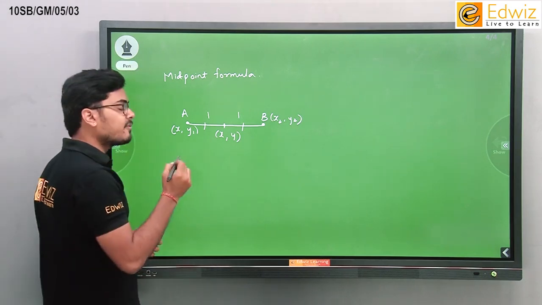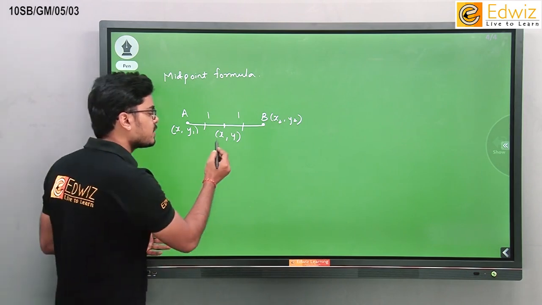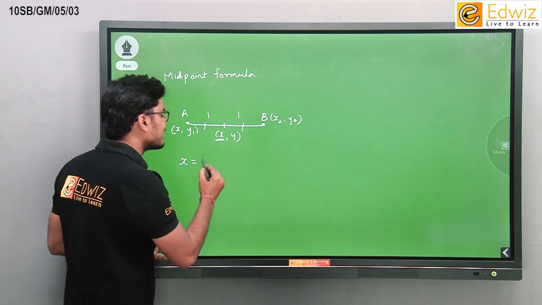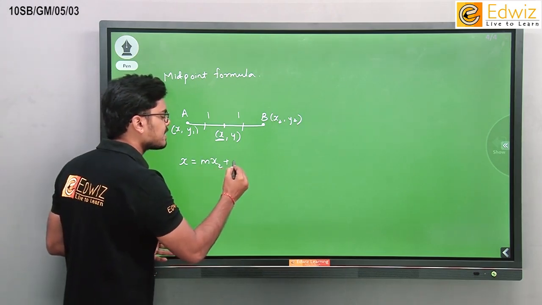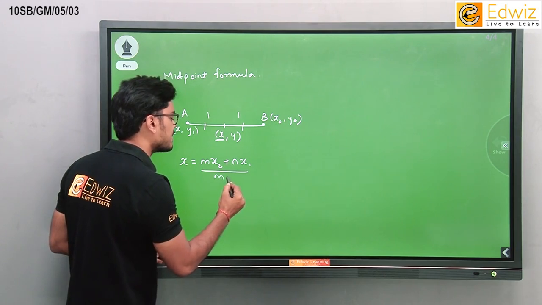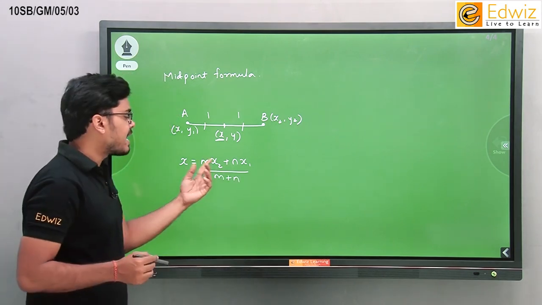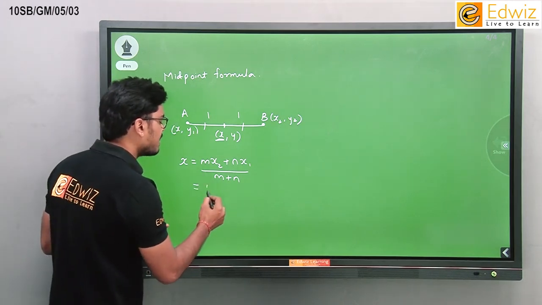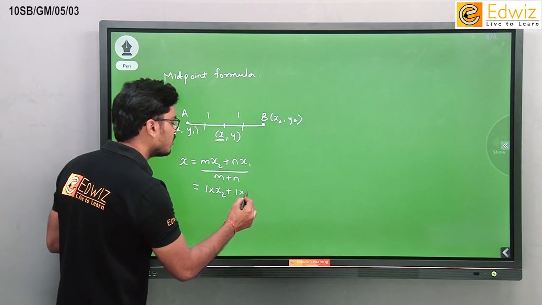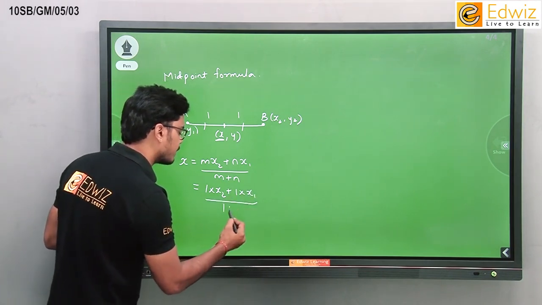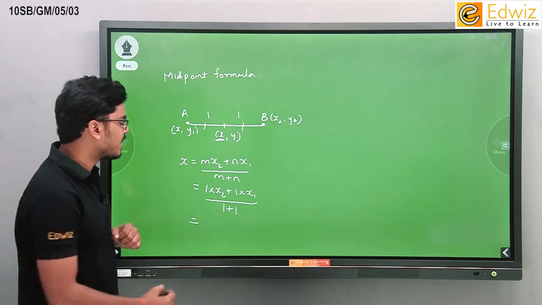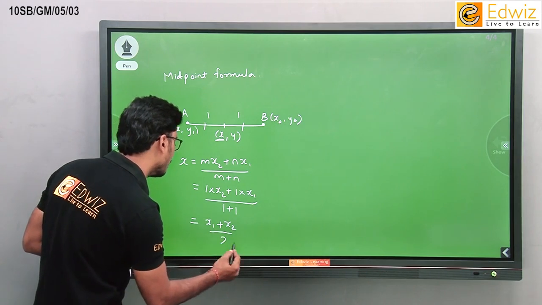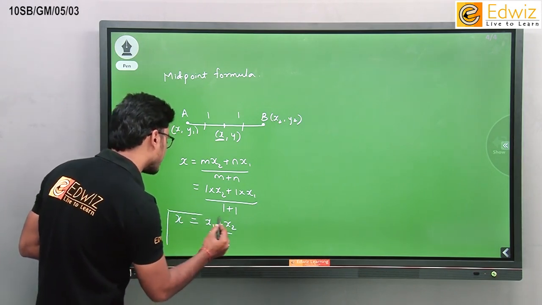That means what? Section formula. Now try to remember the section formula. If I have to find the x coordinate of the midpoint, then according to the section formula, the formula is mx2 plus nx1 upon m plus n. Correct? But here m and n are both 1, and we just need to substitute that here. 1 into x2 plus 1 into x1 upon 1 plus 1. That means what? What does the formula become? x1 plus x2 divided by 2. This is the x coordinate.